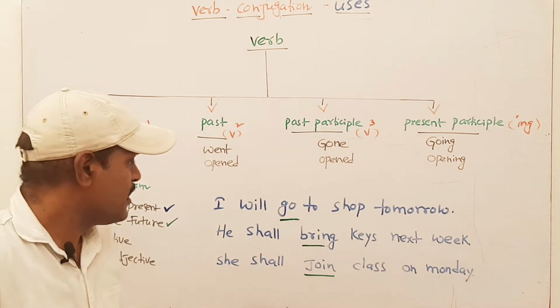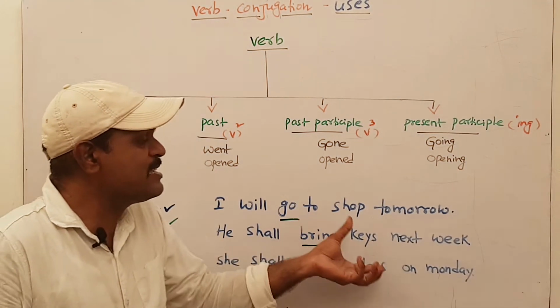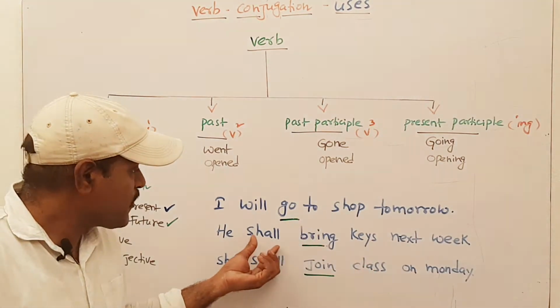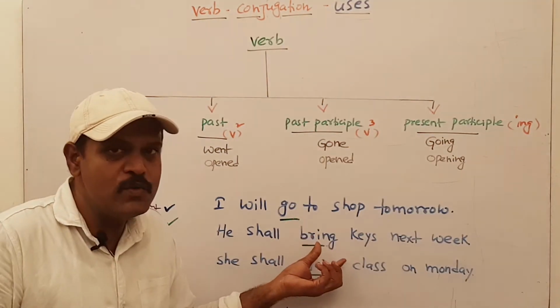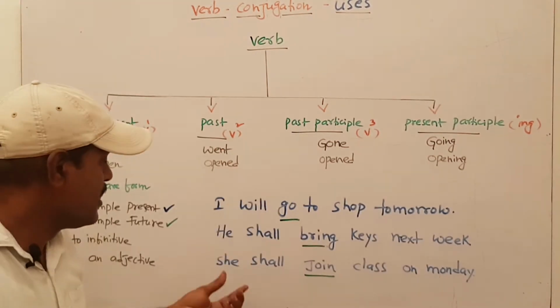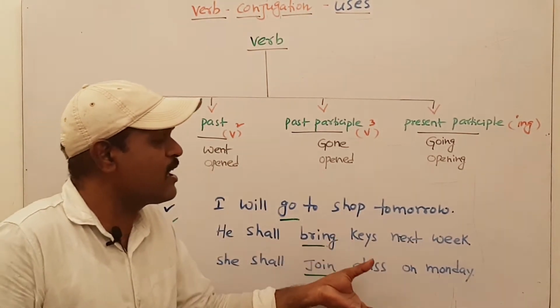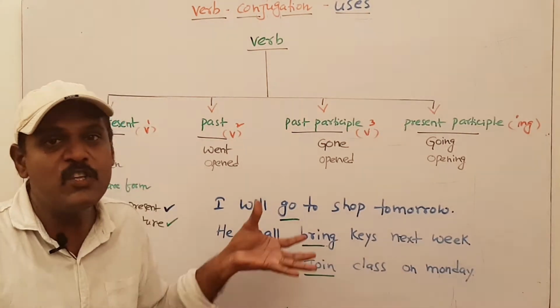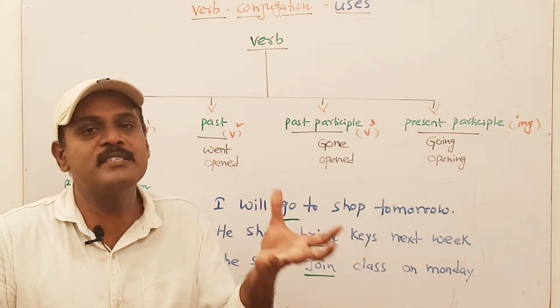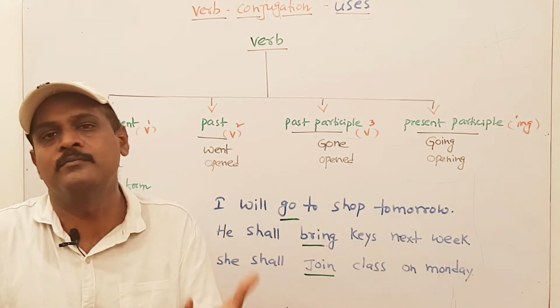The next one, he shall bring keys next week. Shall bring. After shall, we need to use bring. It is the base form of the verb. Next one, she shall join class on Monday. Shall join. After shall, we use join. It is the base form of the verb join.